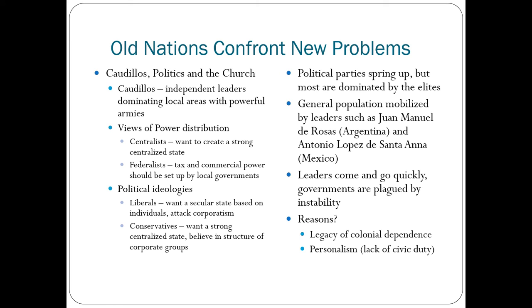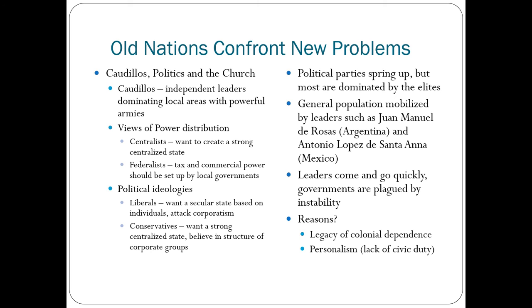Liberals wanted to see more power in the hands of the people and the local governments. They wanted a secular state, and they wanted individuals to have more control. Conservatives believed in a strong centralized state. They believed essentially that you could not trust people operating as individuals, that corporate groups would provide a more solid structure, and that the best form of that would be a strong central government. So that's generally how people were divided at this time. Political parties will spring up around liberal and conservative ideologies, but once again, most of these political parties are going to be dominated by the elites. The peasants are not really part of the political process.